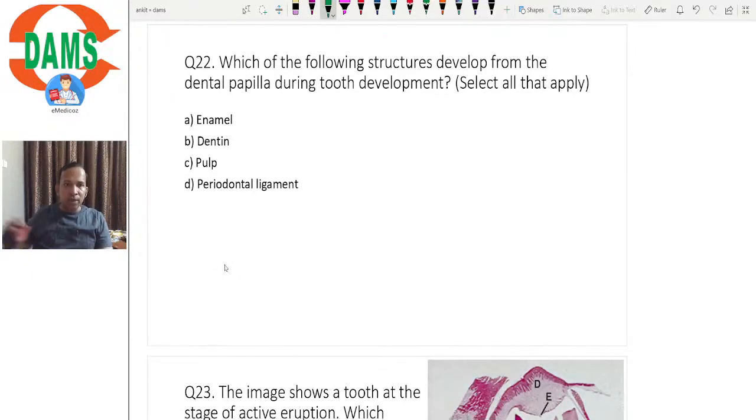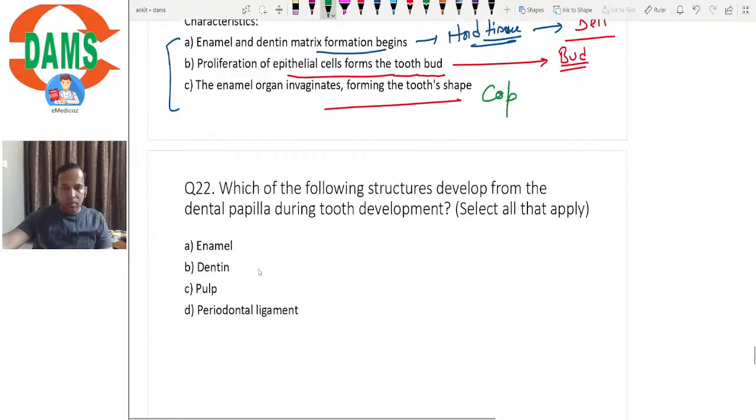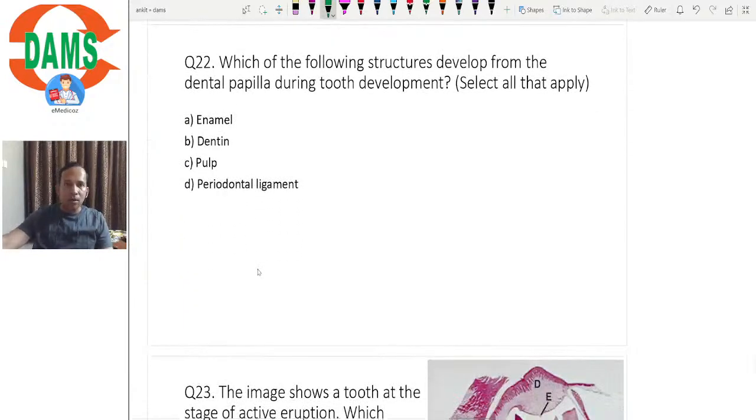So let's go to the next question. Yes, Bhavna. First is B, second is C, and third is A, right? So let's go to the next question.